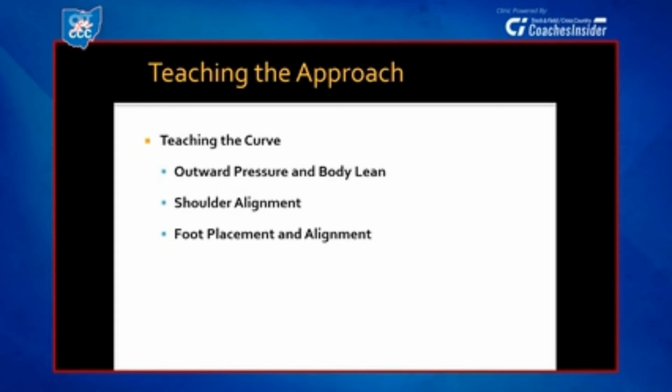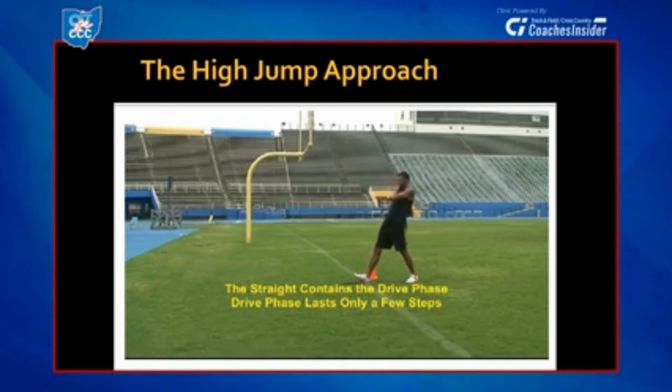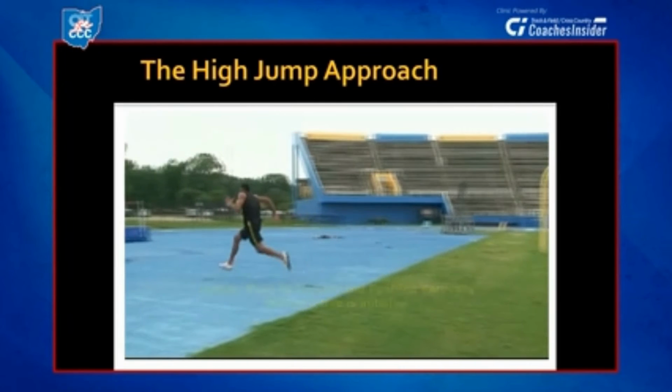What we'll do now is take a look at a video where we can actually see all of the things that we've discussed on the last few slides to reinforce your understanding of them. So let's take a look at these technical points on video. First of all, the drive phase. You'll notice that as our high jumper pushes off, you see a strong forward lean, and that forward lean dissipates and disappears pretty quickly. Here you can see vertical pushing and vertical postures.